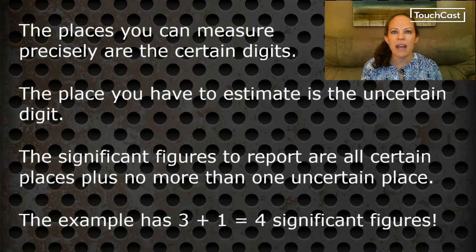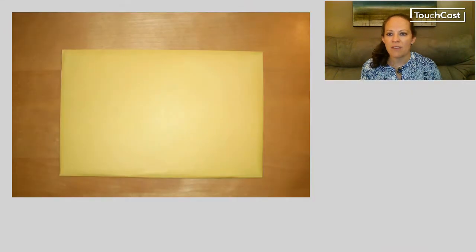So the places that you can actually measure precisely with your tool are your certain digits, and the place that you have to estimate is your uncertain digit. The correct number of significant figures to report is all of your certain places plus no more than one uncertain place. Our example here has 3 certain digits plus 1 uncertain digit, so we could report 4 significant figures. So we just saw that the length of our envelope is 20.80 centimeters.